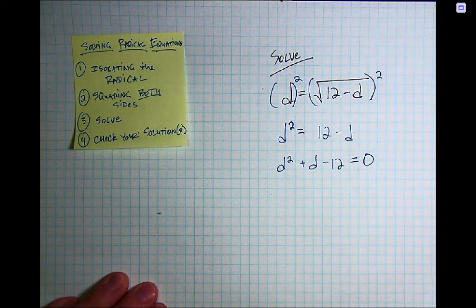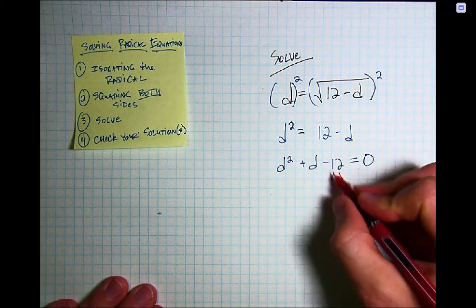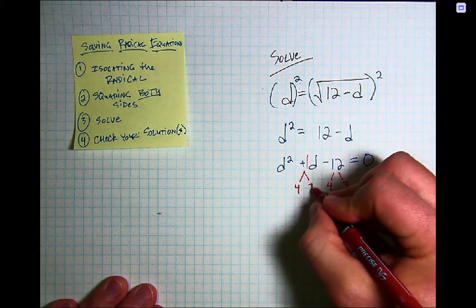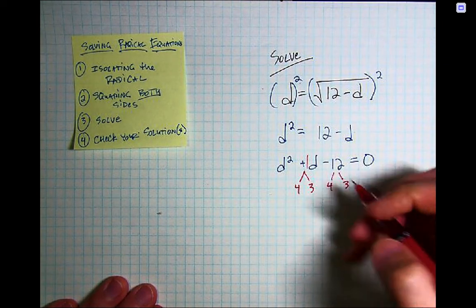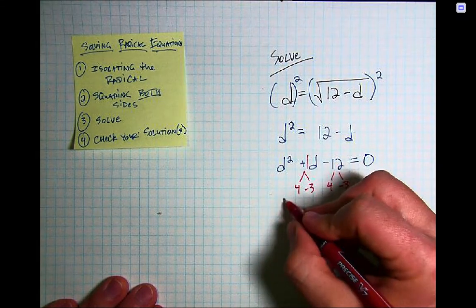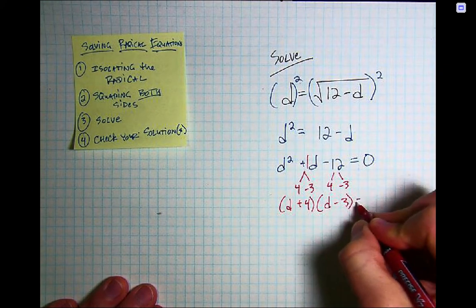And now what do I have to do to solve this? Thankfully, I can do magic numbers on this one. This is going to be 4 and 3, but it's going to be a positive 4 plus a negative 3 and a positive 4 times. So I've got D plus 4 times D minus 3 equals 0.